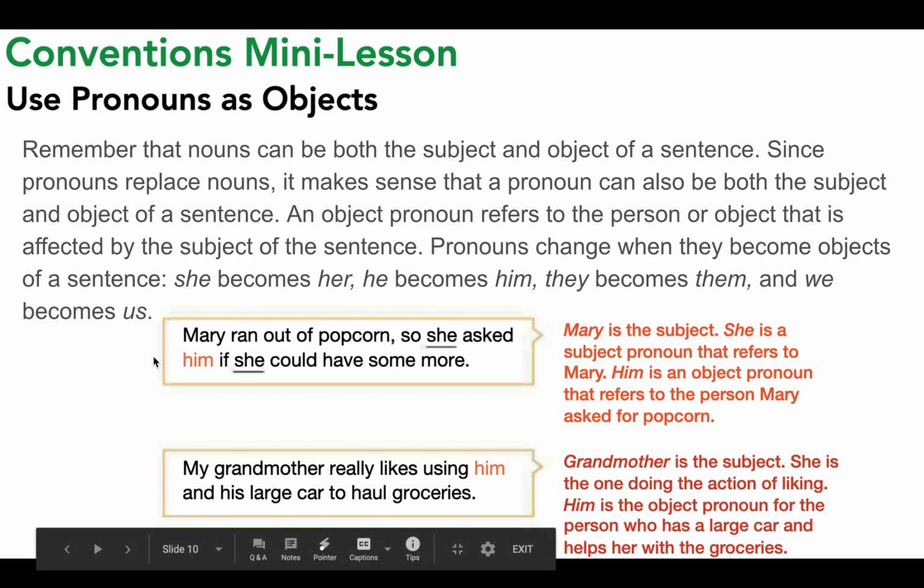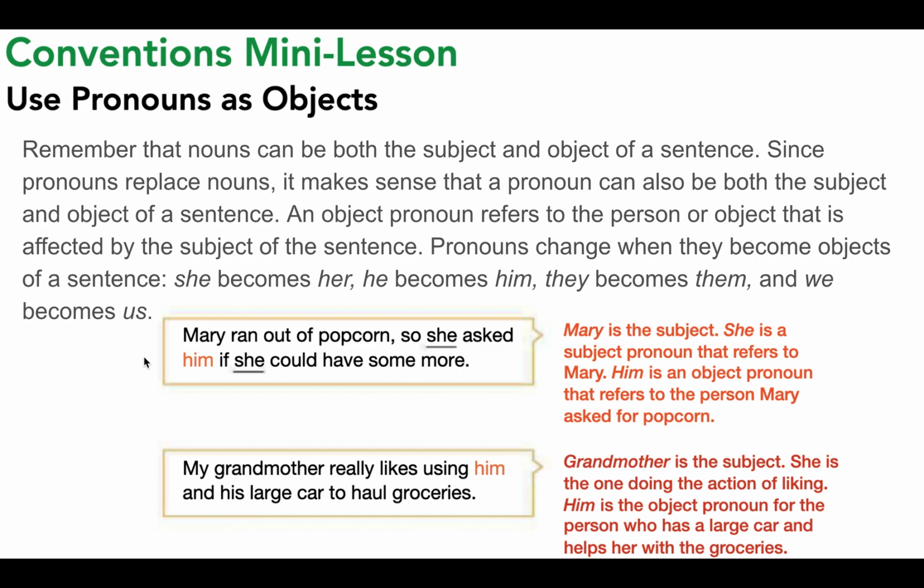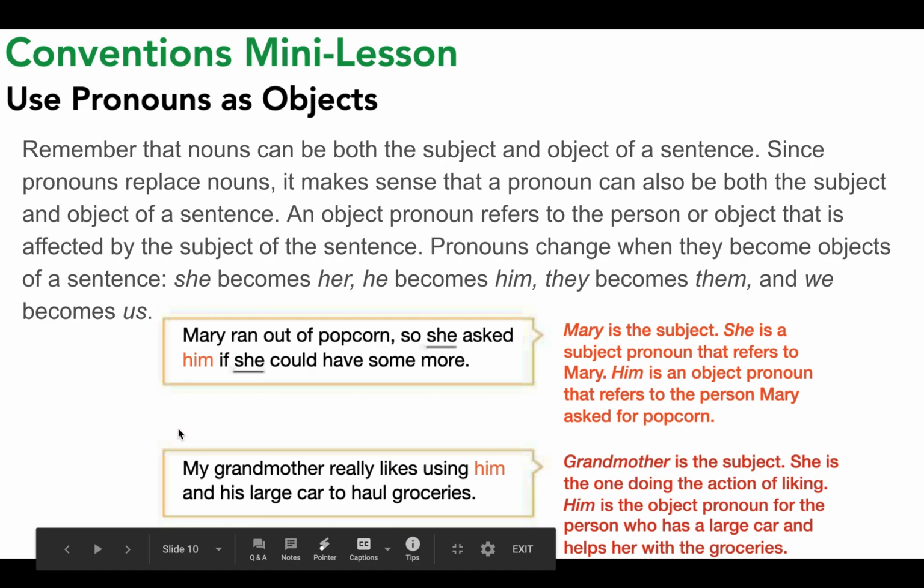Let's look at our 2 examples here. The first one says, Mary ran out of popcorn, so she asked him if she could have some more. Mary is the subject. She is a subject pronoun that refers to Mary. Him is an object pronoun that refers to the person Mary asked for popcorn. The second example, my grandmother really likes using him and his large car to haul groceries. Grandmother is the subject. She is the one doing the action of liking. Him is the object pronoun for the person who has a large car and helps her with groceries.